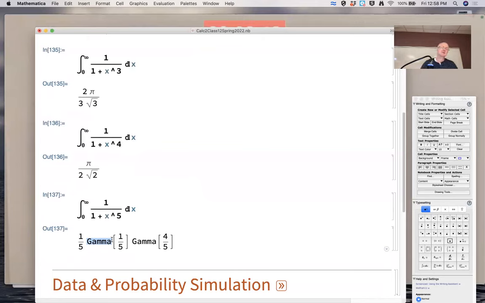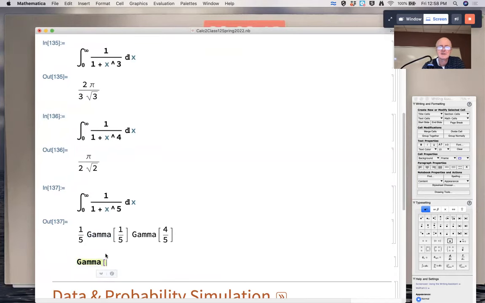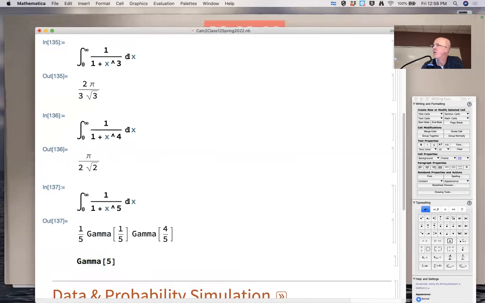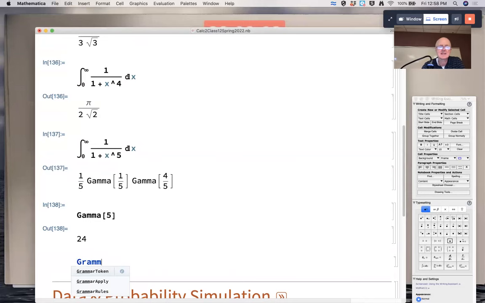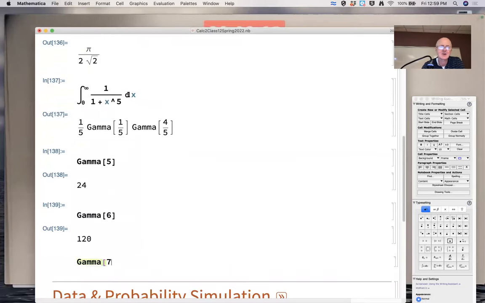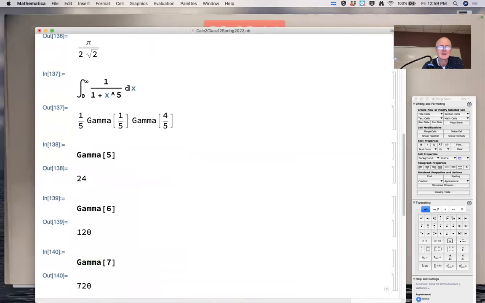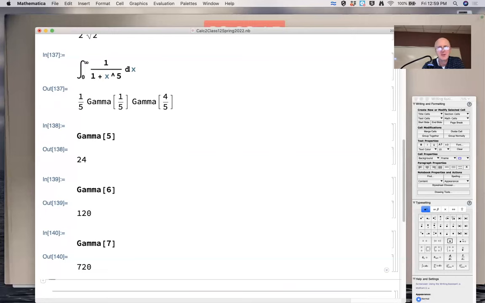The gamma function. It's also related to the factorial function. Gamma of, for example, 5 turns out to be 4 factorial, 24, 4 times 3 times 2 times 1. Gamma of 6 turns out to be 5 factorial, 120. Gamma of 7 turns out to be 6 factorial, 720. If you've ever dealt with the factorial function before, that's what we're talking about. If you haven't, don't worry about it.